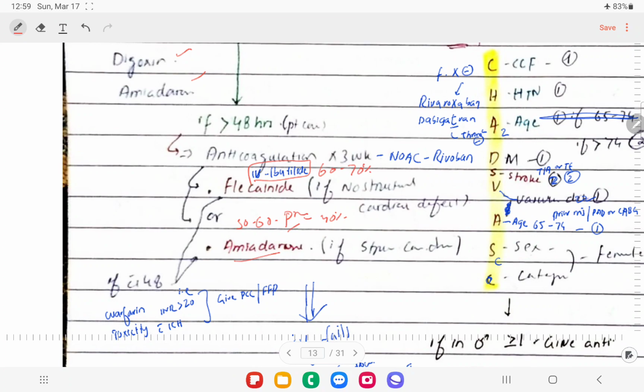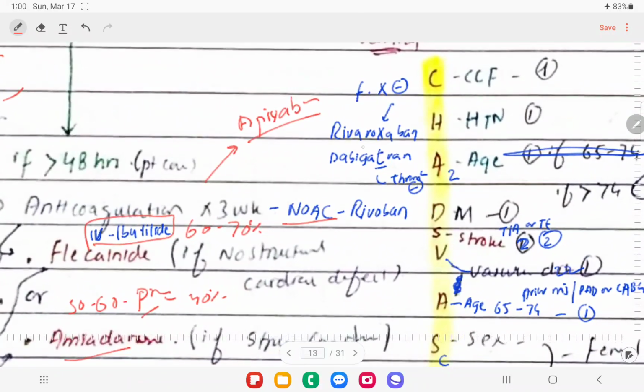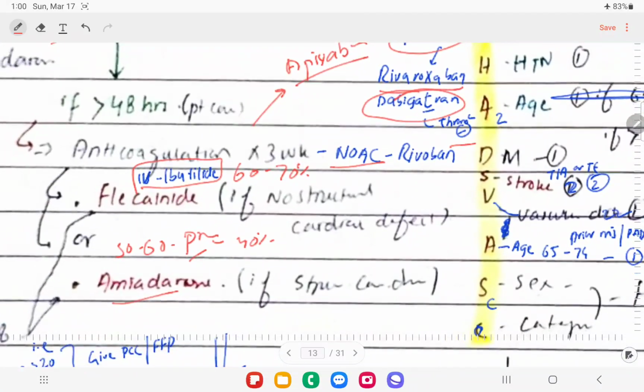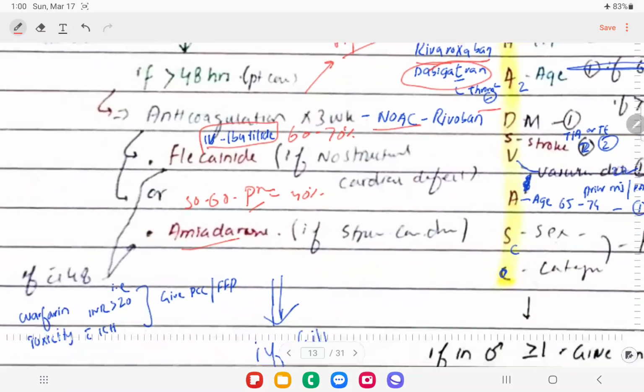Previously warfarin was used, but now we have direct oral or novel oral anticoagulants available, like rivaroxaban and dabigatran, which are available for treatment of these patients. If any patient is having chronic kidney disease, we can use apixaban for that. Rivaroxaban is basically a direct factor 10A inhibitor, and dabigatran is a thrombin inhibitor, right? So these are the two drugs which can be used for anticoagulation if the patient is having symptoms for more than 48 hours, right?